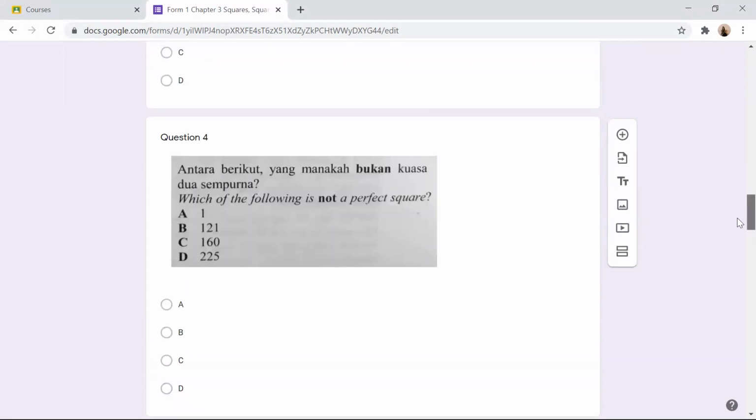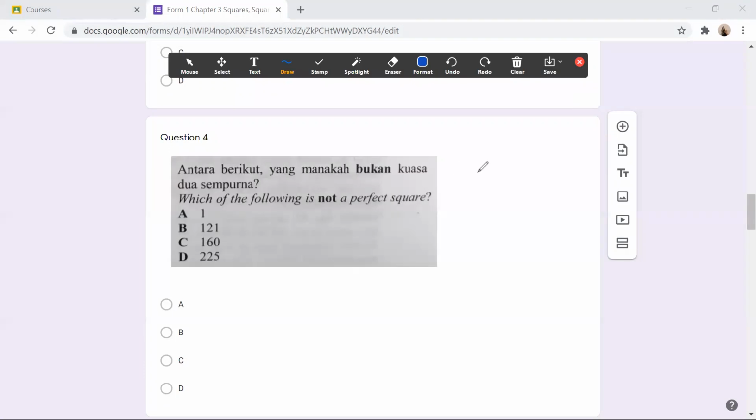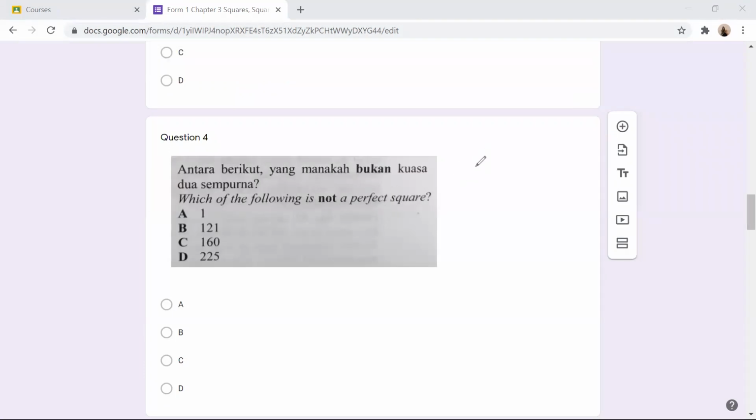For question number 4, which of the following is not a perfect square? Again, if you know the perfect square table, we do know that 1 is a perfect square because it's the square of 1. 121 is a perfect square because it's the square of 11. 160 is not in the perfect square table, so C is the answer. Whereby 225 is the square of 15.